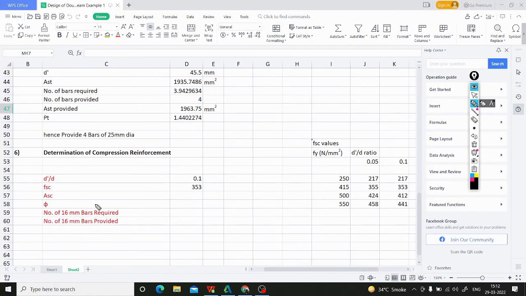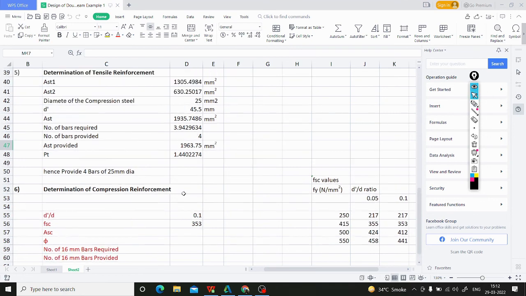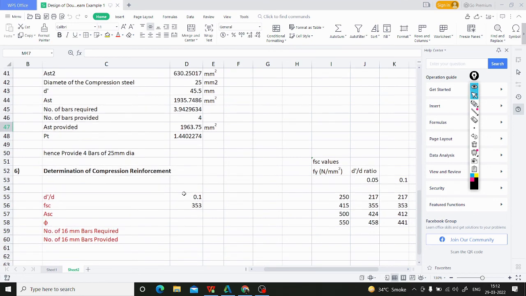Now we can discuss how to find the area of compression steel. First we need to write the formula of ASC. ASC equal to Mu2 divided by FSC into (d minus d dash). This is the formula by which we can find ASC. We will see how to find ASC. We don't have the value of Mu2. Mu2 is nothing but Mu minus Mu lim.